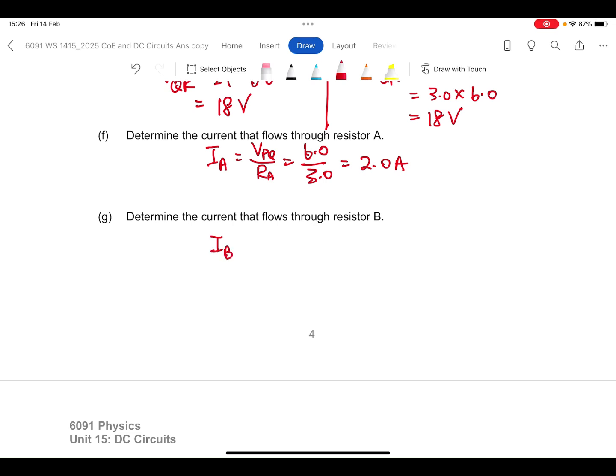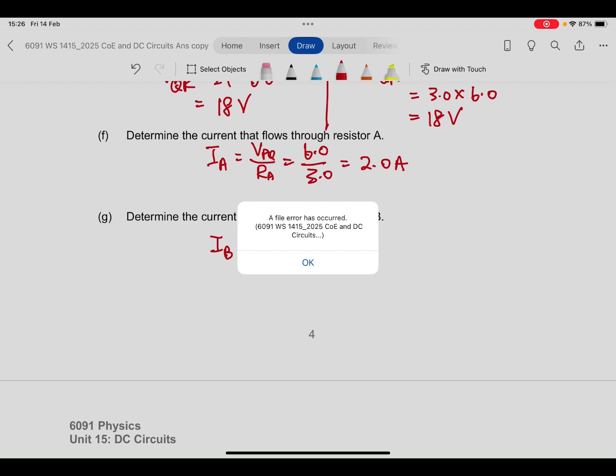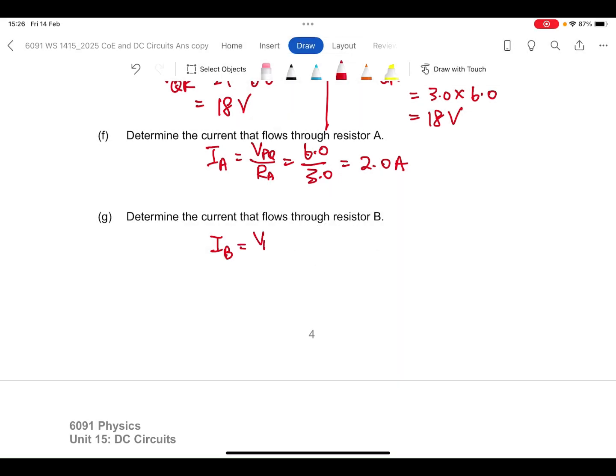Then for IB, there are two ways to do this again. You can take, again, VPQ divided by the resistance of B. You can just get 6.0 over 6.0, which is 1 ampere.